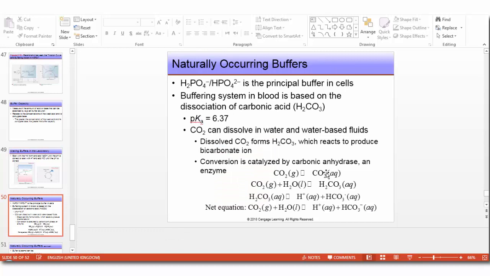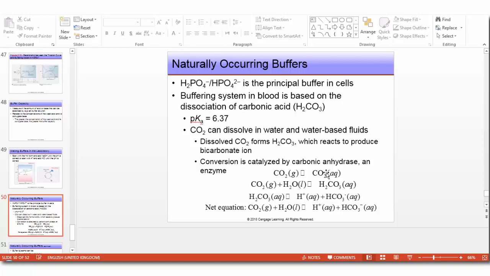Naturally occurring buffers, as I mentioned before: we have this buffer called phosphate buffer, the principal buffer found in our cells. The buffer system in blood is based on the dissociation of carbonic acid. Again, carbonic acid is a weak acid with a pKa around 6.37, and it's a good buffer because it's 1 pH unit below the blood pH, which is 7.4.